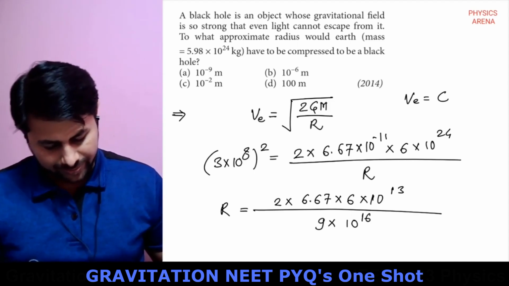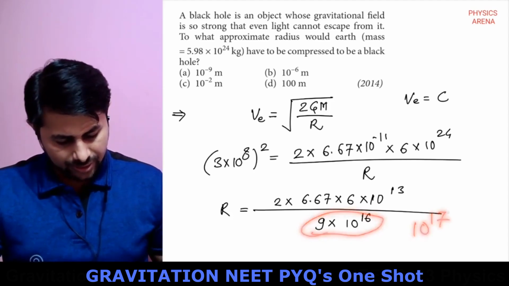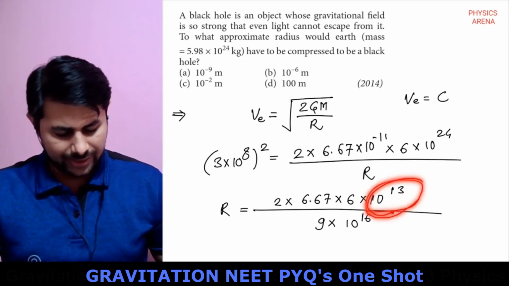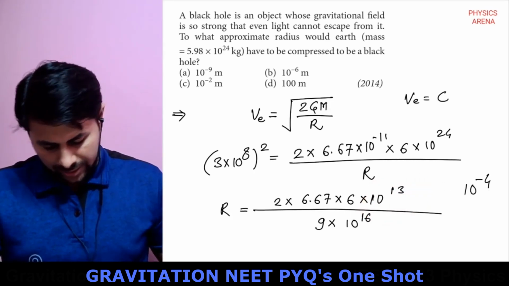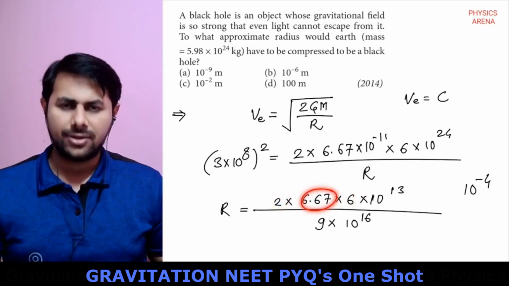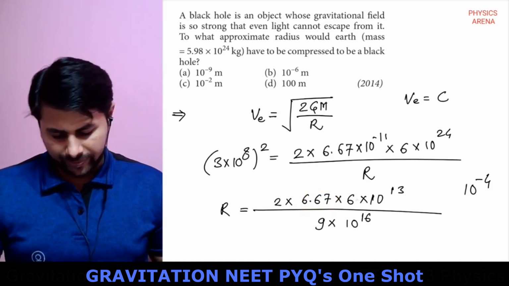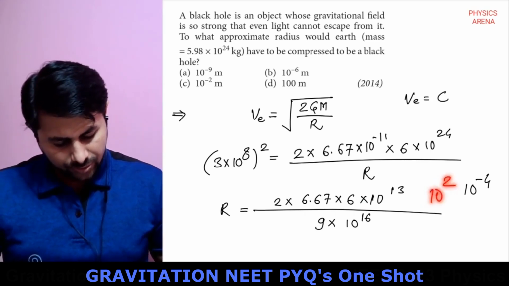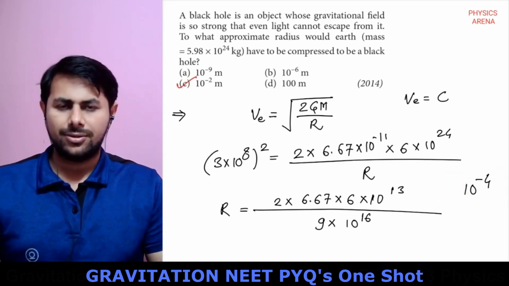Right. Sorry. So then this is of the order of 10 raised to 17. You take it to the numerator, it will become 10 raised to minus 17. Okay, 10 raised to minus 17 plus 13, 10 raised to minus 4, and 6 times 2 is 12. So this thing is of the order of 10 raised to 1, and 12 is of the order of 10 raised to 1. So it will be of the order of 10 raised to 2, right? So 10 raised to 2 multiplied by 10 raised to minus 4. So the answer will be 10 raised to minus 2 meters.